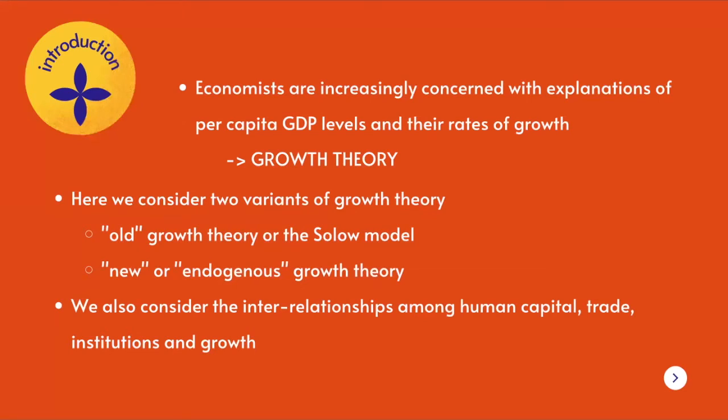So for the introduction, economists are increasingly concerned with the explanation of per capita GDP levels and their rates of growth. For such explanations, economists turn to what is known as growth theory. Here, we consider two variants of growth theory. The first is old growth theory, or the Solow model. And the second is the new or endogenous growth theory. We also consider the interrelationship among human capital, trade, institutions, and growth.